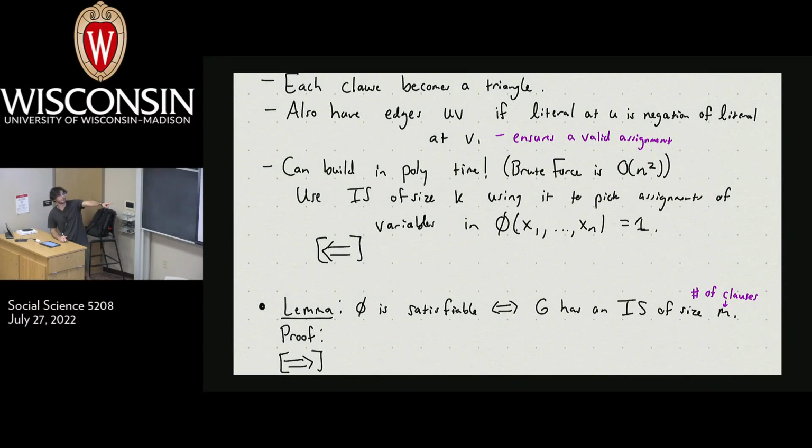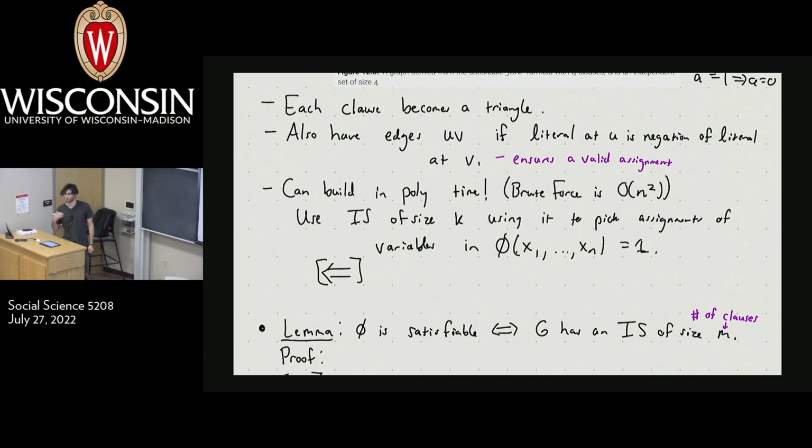So if we know there's an independent set of size m, where m is the number of clauses, then we can create a satisfying assignment for phi. So that gives us half of the proof. That's the idea.